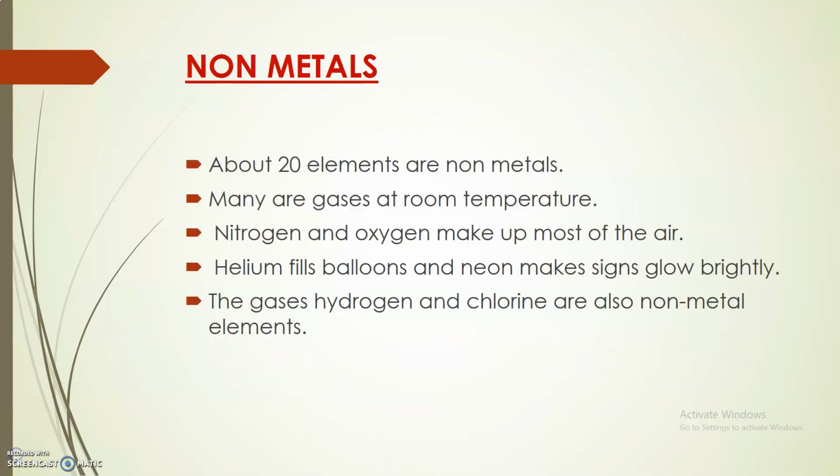So we have discussed the important properties of metals. Now we'll go to the next section of this lesson, non-metals. This is also very important. About 20 elements are non-metals. The number of metals is more compared to that of non-metals. Many non-metals are gases at room temperature. You have to understand the differences between metals and non-metals. Earlier, metals were mostly solids, but in the case of non-metals, most of them are gases at room temperature.